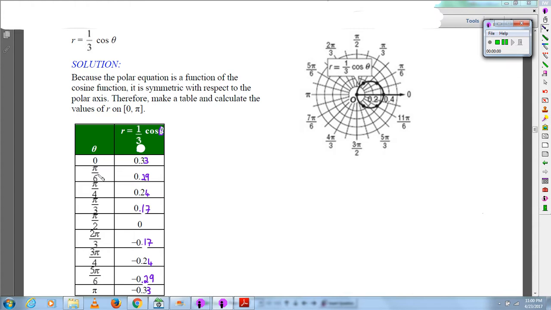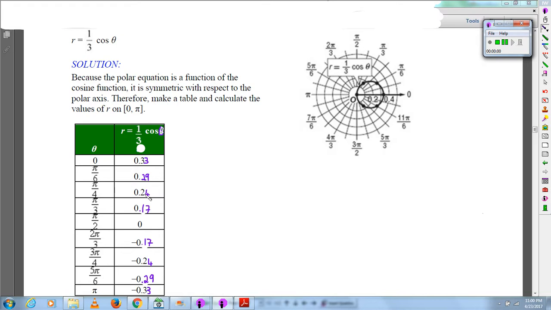We have pi over 6, 0.29. So you go from the center again. You count 0.1, 0.2, 0.3. So 0.29 is less than 0.3. We follow the direction of the angle pi over 6 radians. Let's move on to the third point.